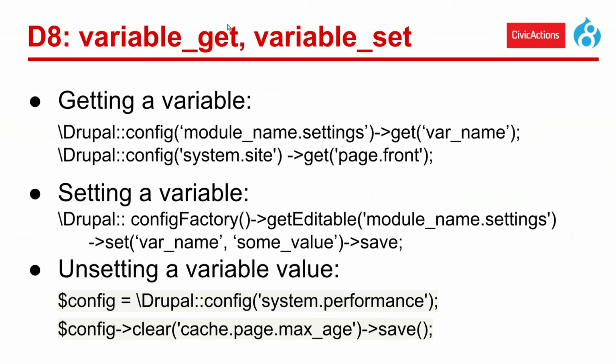If you want to unset a variable, first you go get it from the config, and you assign it to a variable, and then you clear it. And then you have to save it. If you don't save your clearing or your deletion, it does not actually get cleared or deleted. You can just chain that, right, instead of 2 lines? Right.